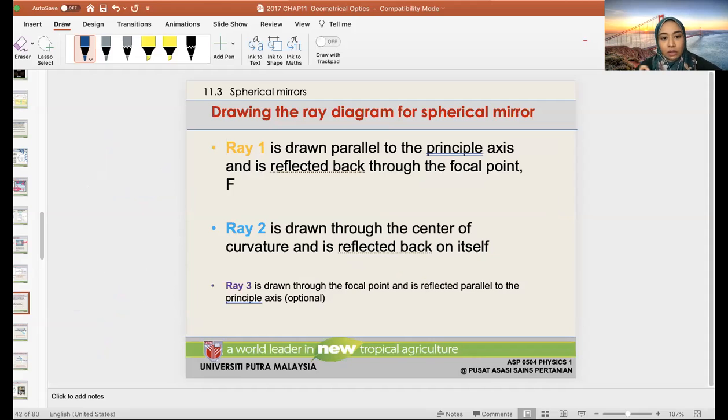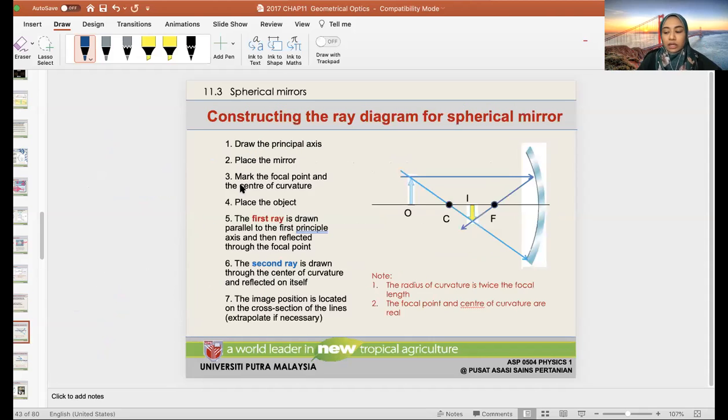Next one. Ray 1 is drawn parallel to principal axis and reflected back through the focal point. Ray 2 is drawn through the center of curvature and reflected back onto itself. So how does that look like? Usually we memorize ray 1 and ray 2. Ray 3 we usually don't draw. We draw just 2 rays because we already get the answer by just drawing 2 rays.